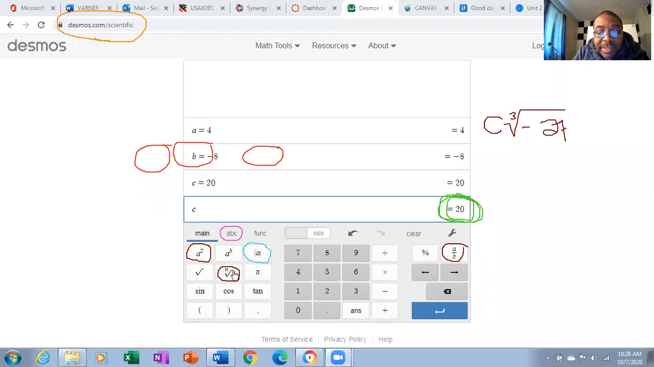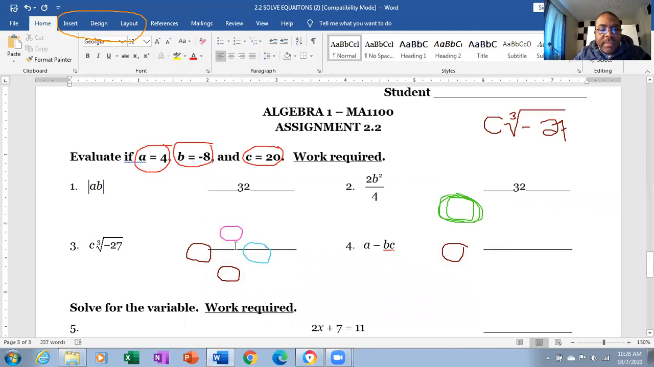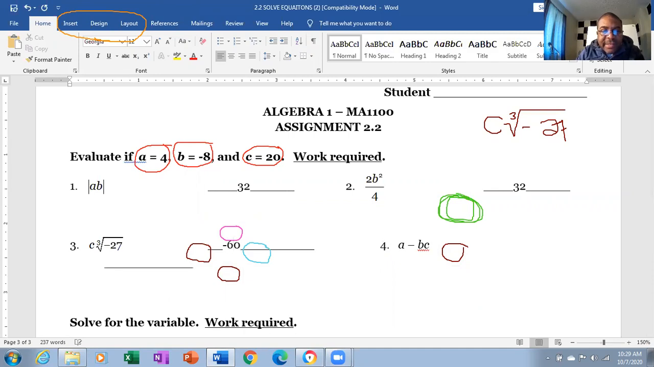All right, so C times the cube root. And the reason we click this button here is it allows us to put in the index first. And now we click right here and we can type in -27. And then we can click right here just to come out of the radical. But if you look under the money green, we have the number -60. So now we can go back to our problem here, number 3, and we can type in, the answer is going to be -60.